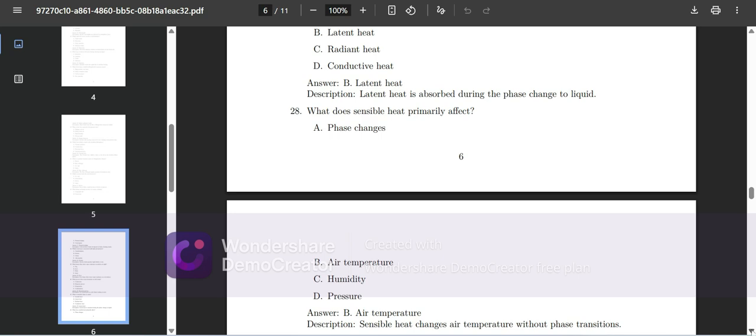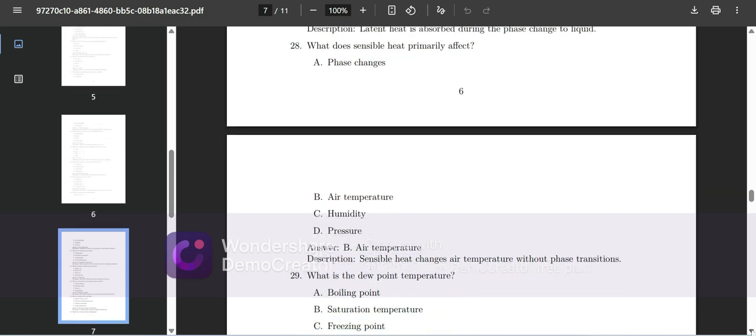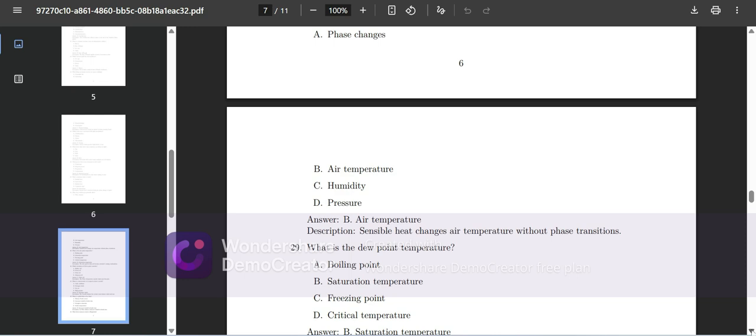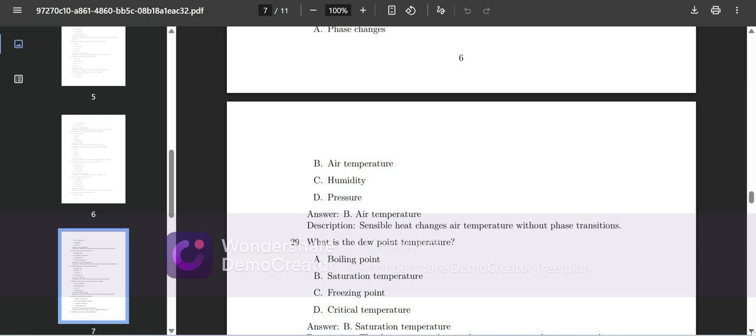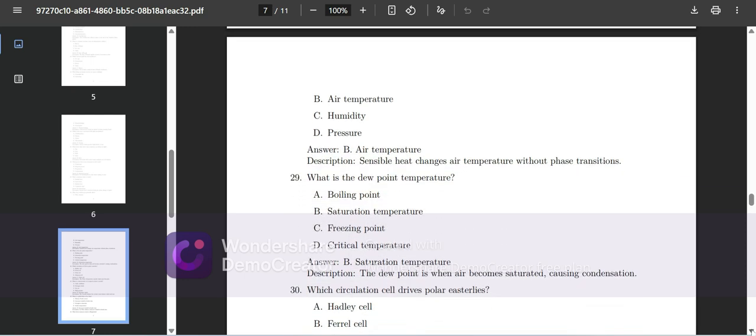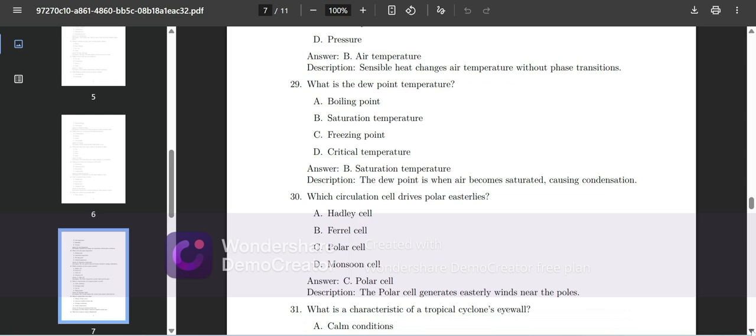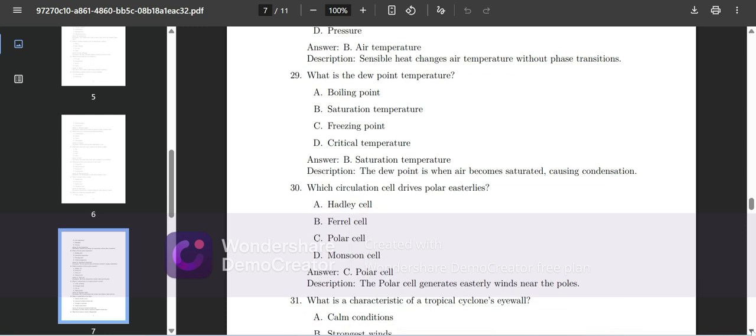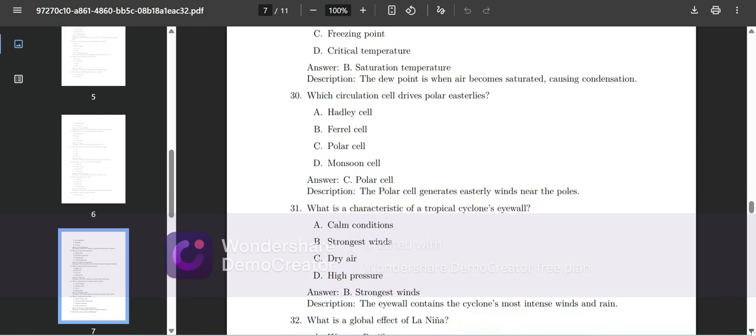What does sensible heat primarily affect? Air temperature. What is the dew point temperature? Saturation temperature. The dew point is when air becomes saturated, causing condensation.